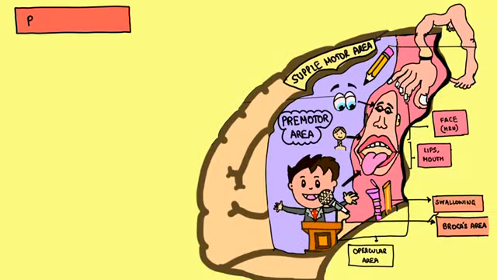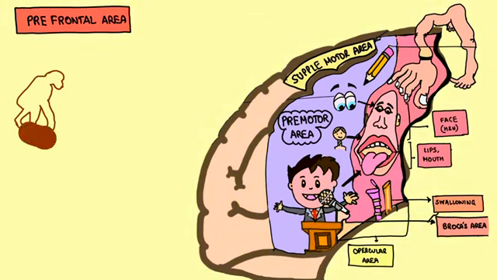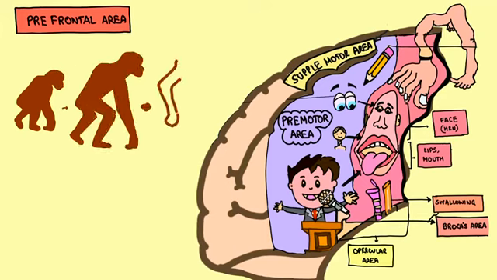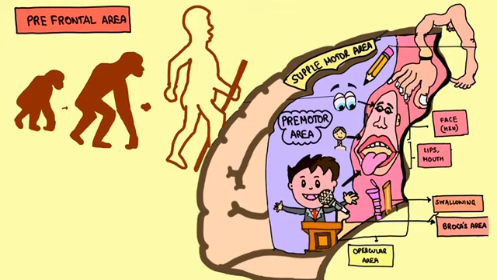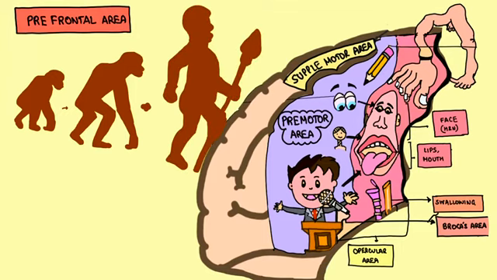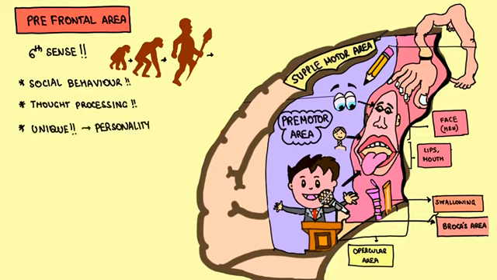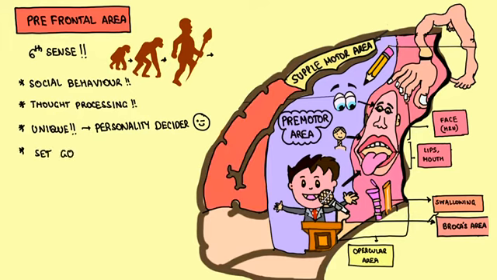Now let's see one interesting area, which is the prefrontal area, which actually defines the level of thinking in a human versus an animal. In short, if you want me to say, it is the sixth sense. Like the humans possess social behavior, how to behave in a society, and how to process thoughts. And actually, this area is unique for each individual. This is the area which decides your personality. How is your personality? What things you desire, what things you don't.